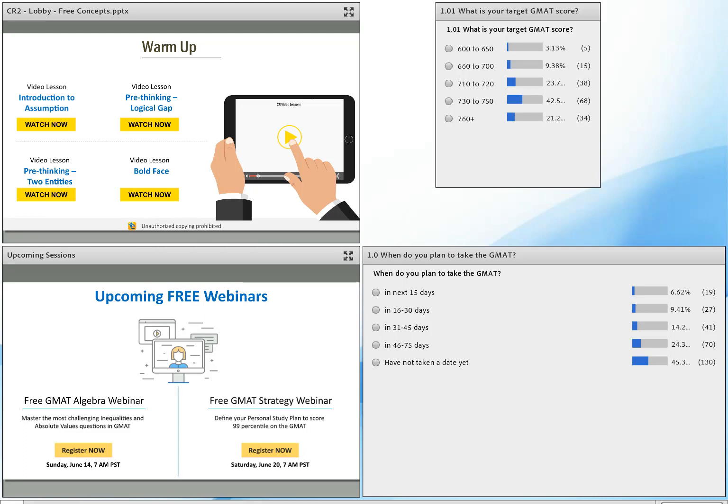All right. Based on the data that I have from about 170 folks, the biggest group is in the 730 to 750 bucket, two equally sized groups in the 710, 720, and 760 plus buckets, and about 12% of you are in that 600 to 700 bucket.